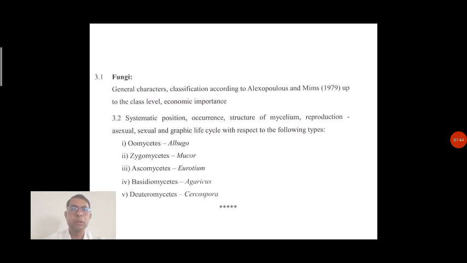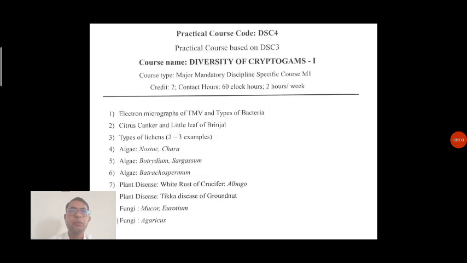Before going to study these 5 different fungi, we are going to talk about the general characters of fungi, then classification of fungi. So these points we are going to discuss in unit number 3. Now along with that, you can see there will be an inclusion of practicals which are based on this particular paper. That name is given as Diversity of Cryptogams 1.